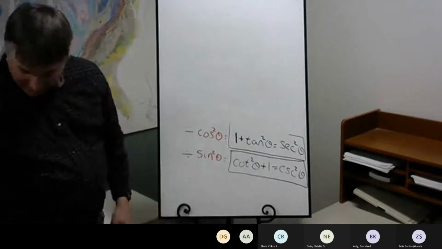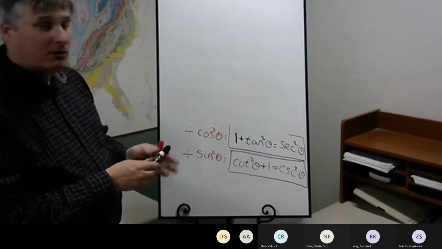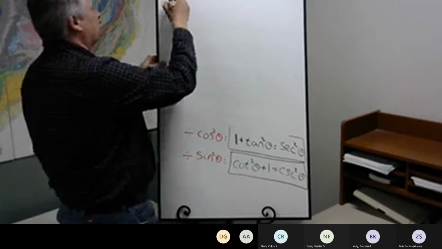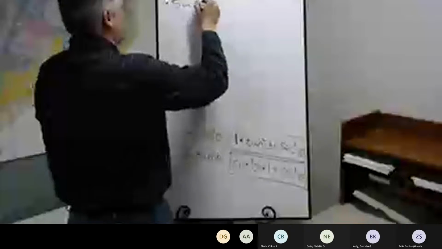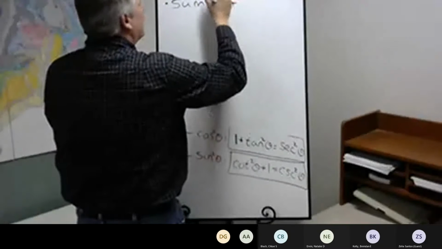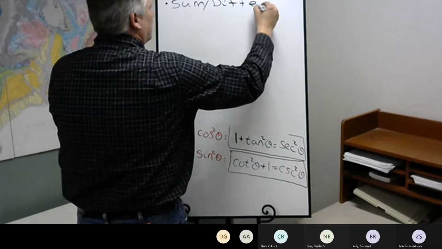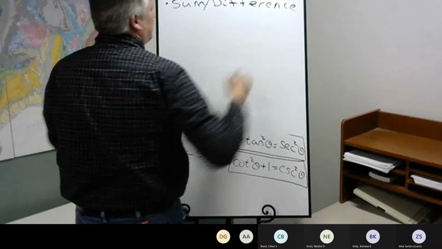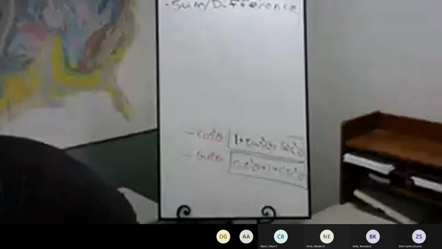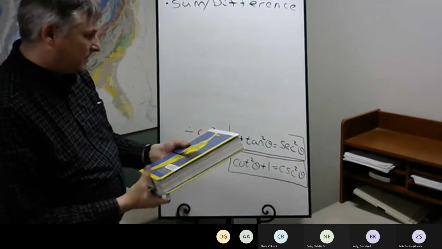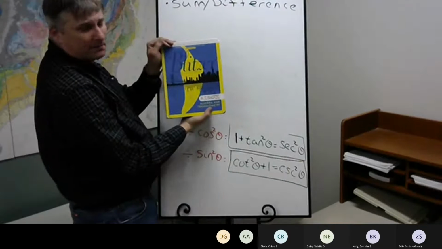All right. So the next group I want to go over. So those are your Pythagorean. Next, we have our sum and differences. Now, these I'm not going to derive. If you want to see a derivation of them, a book I do recommend, I don't know if you use this book or not, there's a very good derivation in this textbook for sum and difference.